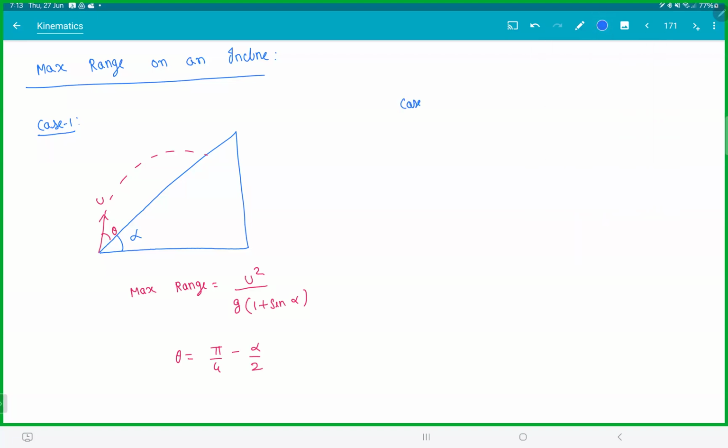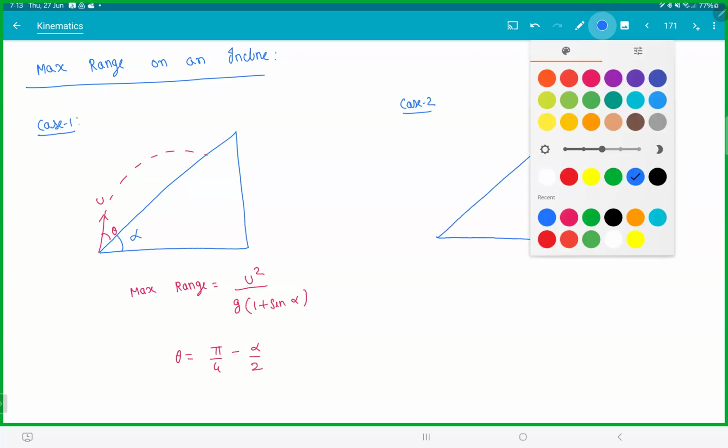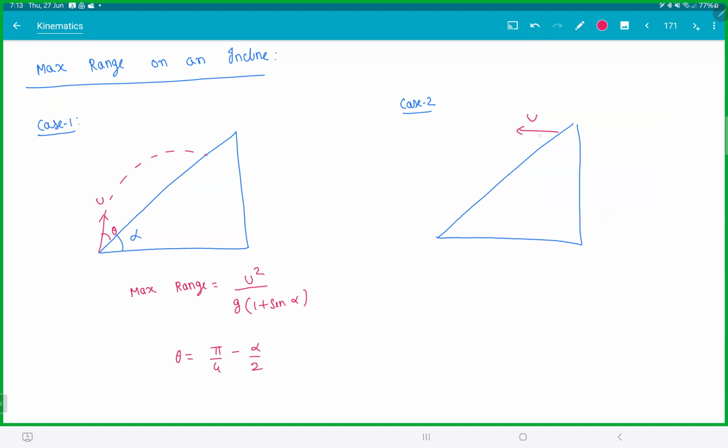Case 2, you're throwing from the top. In this case, you get maximum range is u square by g into 1 minus sine alpha. And here the angle is pi by 4 plus alpha by 2. So the answer will change. So be careful with this. If I make alpha equal to 0, what will happen? There is no incline. The incline will become flat. That means you'll get your 45 degrees back.